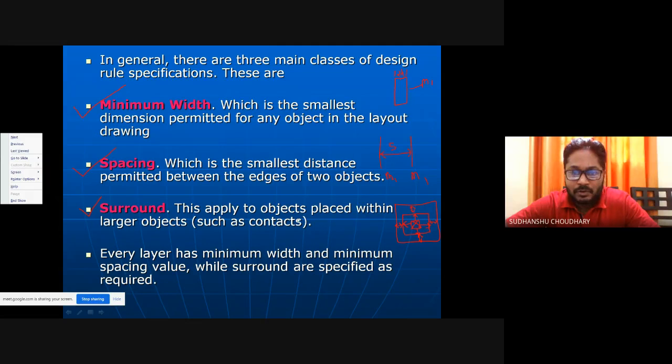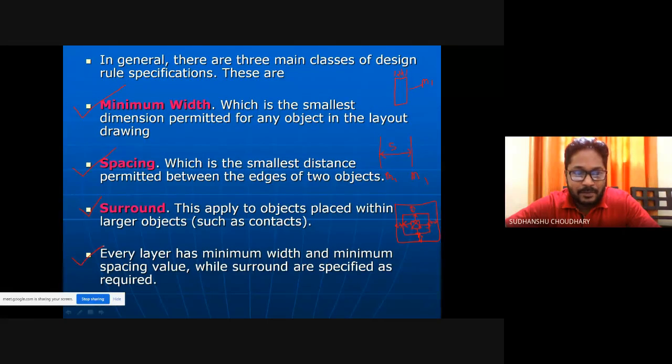Surround applies to objects placed within larger objects, such as contacts. I have a larger object, maybe a source or drain diffusion region. Inside this I have a metal line, and then a contact which connects the metal line and the diffusion region. The spacing rule says there must be some minimum spacing between the edges of the outer object and the inner object.